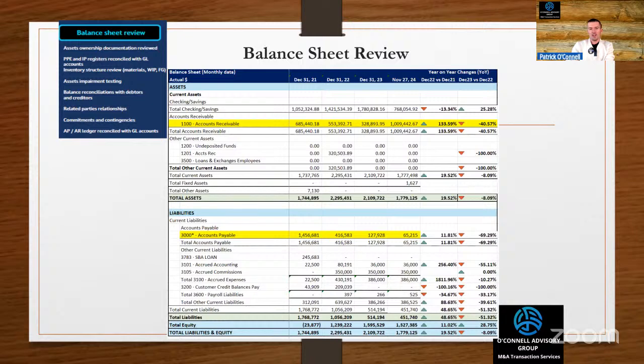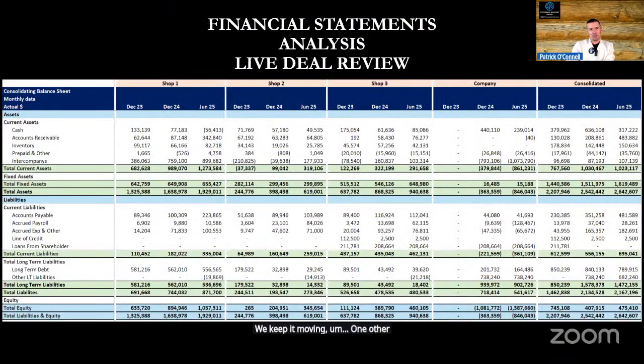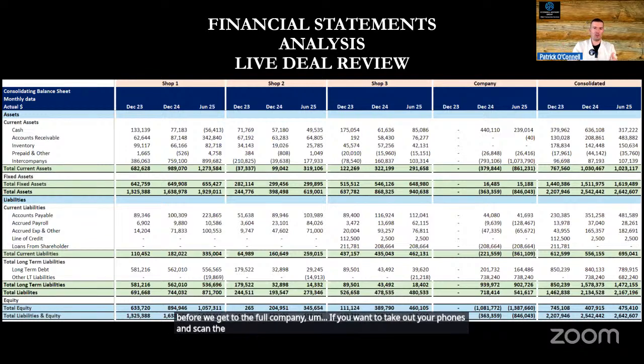If we keep it moving, one other thing on the balance sheet review, and before we get to the full company, if you want to take out your phones and scan the QR code, I'll show you, and we'll take a 5-second pause for the business buyer's toolkit.